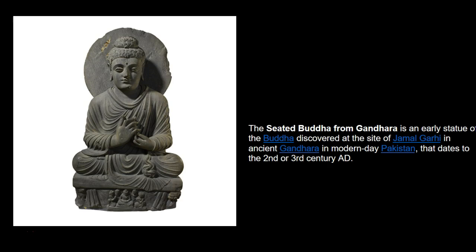Before the 1st century BCE, most images associated with Buddhism represented symbols of Buddha. Beginning in the Gandhara region, present-day northern Pakistan and eastern Afghanistan, artisans began depicting Buddha's human form. One of the earliest images of Buddha, this sculpture was created between 100 and 300 CE and was discovered in the 19th century at Jamal Ghauri, which is in present-day Pakistan.